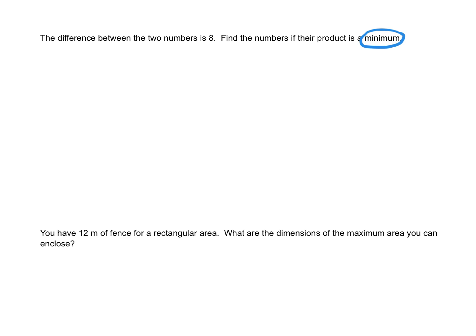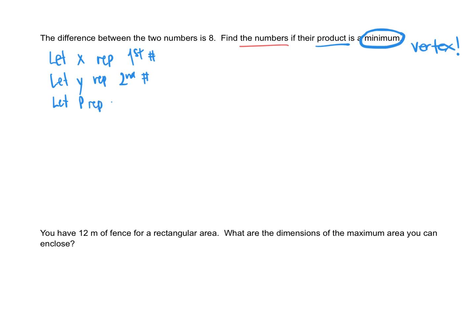Anytime we see the word minimum or maximum, we should be thinking vertex. This is a vertex question, which means at some point we're going to find the zeros to find that middle value and get our vertex. But first, let's write some let statements. We're looking for the numbers. Those are going to be my let statements. Let x represent first number. Let y represent second number. And this is about product, and we're not actually given the product. So I'm also going to write let p represent product.